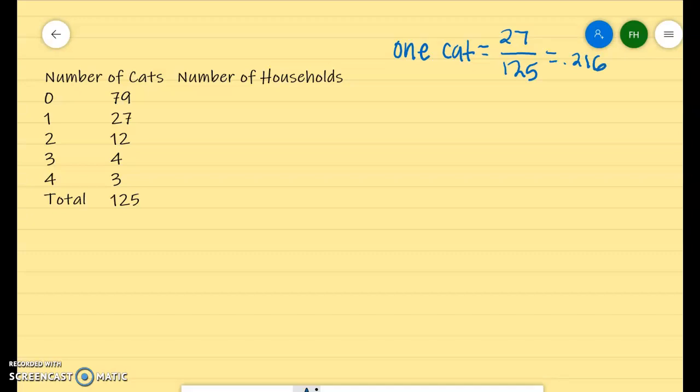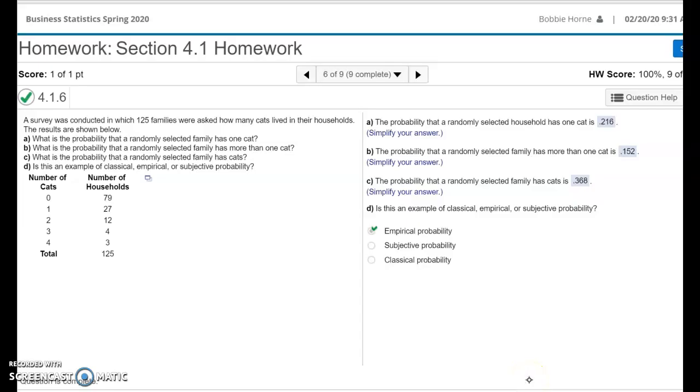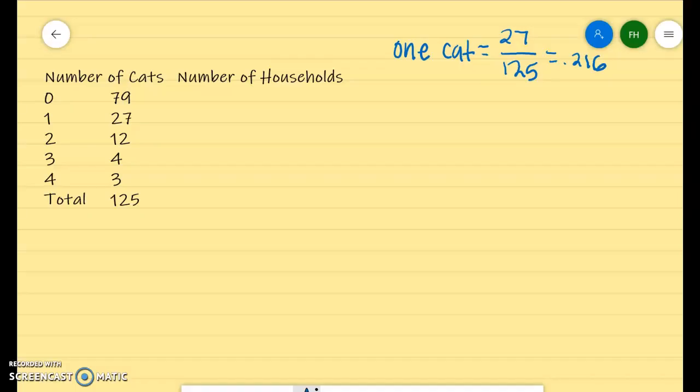For the next one, it says the probability that a randomly selected family has more than one cat. So, greater than one cat. You would add any row that has greater than one cat and the number of households. So 27 plus 12, which is 39, plus 4, plus 3. I believe that is 46. Out of 125, which is 0.368.